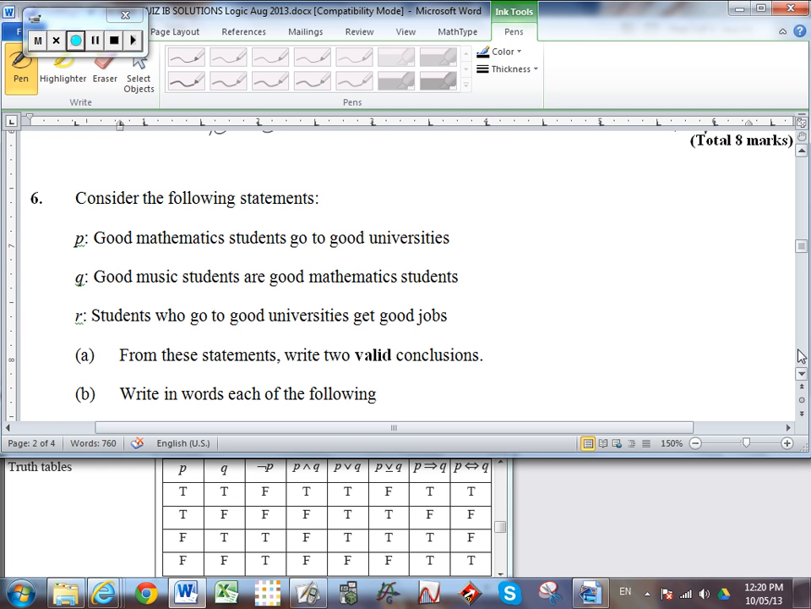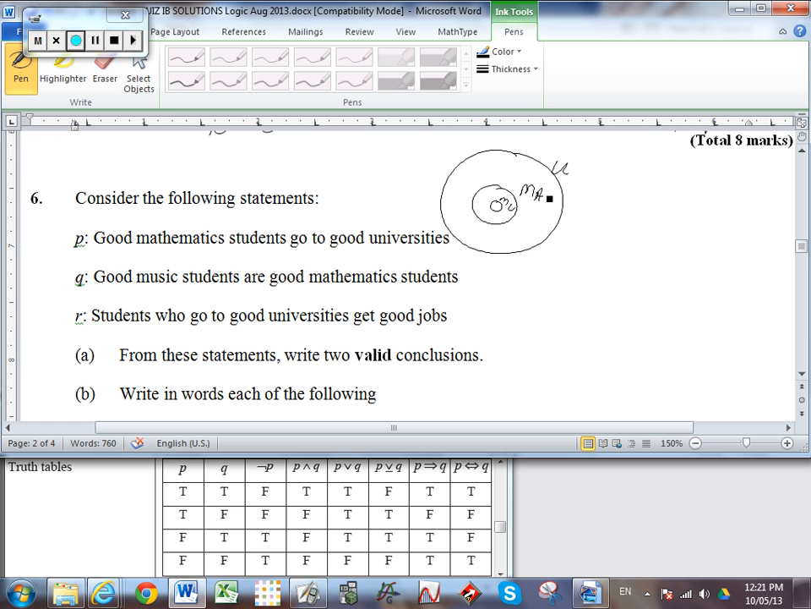So we've got a set of good mathematics students, and all of these good mathematics students go to good universities. So the students who are good mathematicians, all of them end up going to good universities. And it also says good music students are good mathematics students. So then inside your mathematics students you have your music. All of those music people are good mathematics students, so that set is contained entirely within the math circle.